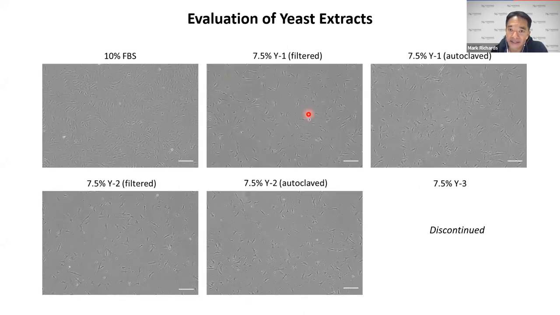We find that they stopped performing well, right? At 5% in the previous slide, quite okay. But moving to 7.5%, we see a lot more cell death and an overall decrease in the cell numbers over here. And, you know, this project was discontinued.